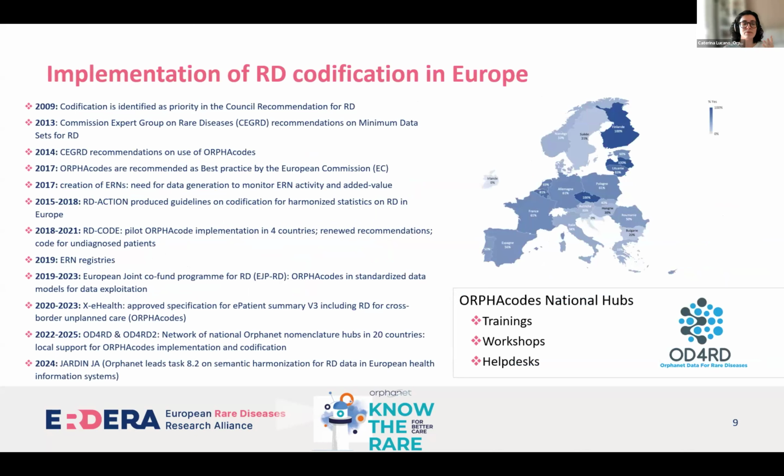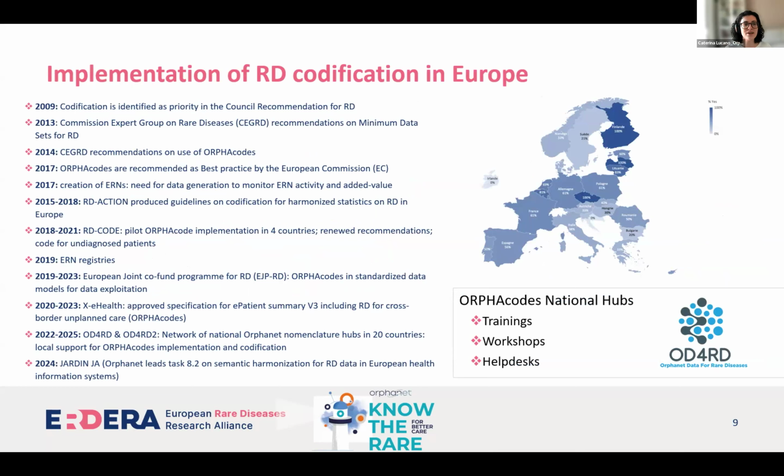So the second part of this presentation will be a little bit more focused on how to use the ORPHA codes to code rare diseases. So what are the main things that we have to keep in mind while coding patients?